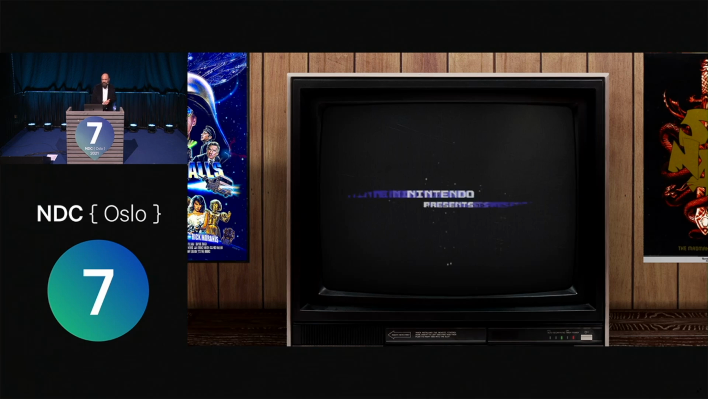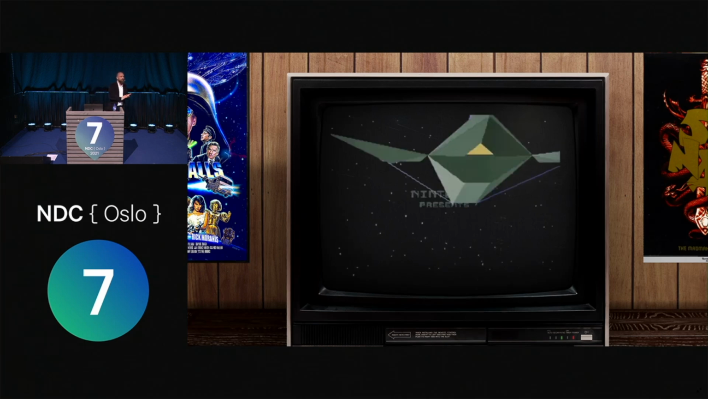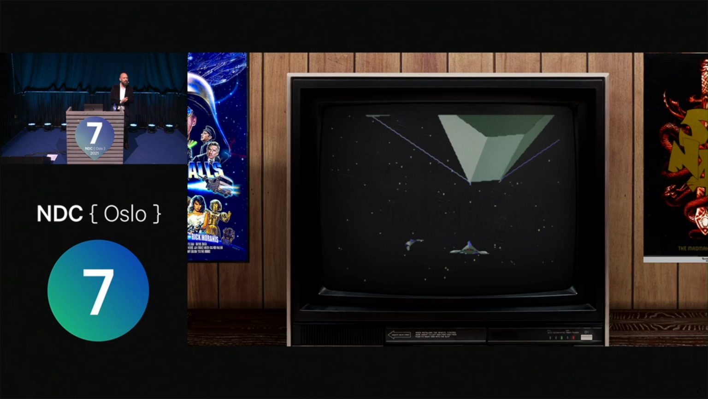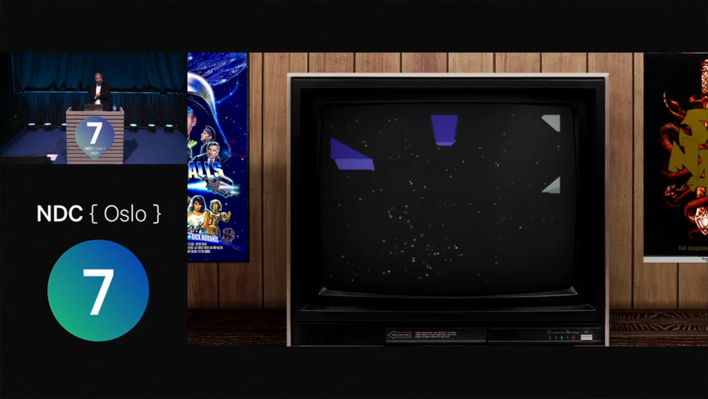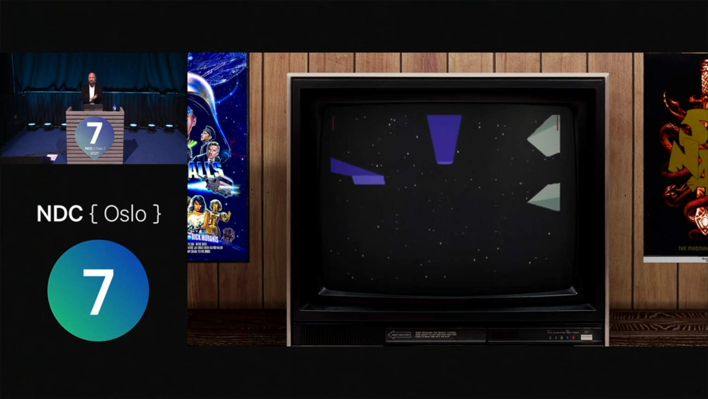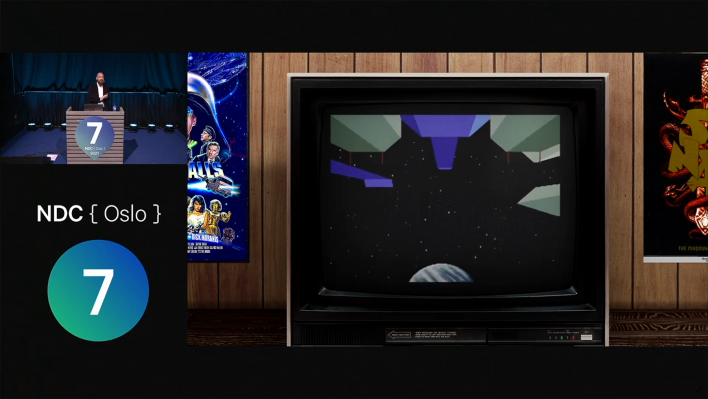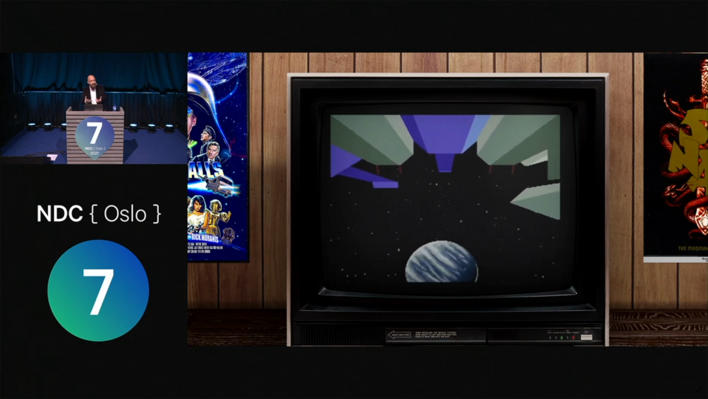So Nintendo flew him over to Japan, where he got to work with the teams at Nintendo to create this game. And this game is known as Star Fox. And it was the first sort of real 3D game for the Super Nintendo Entertainment System.